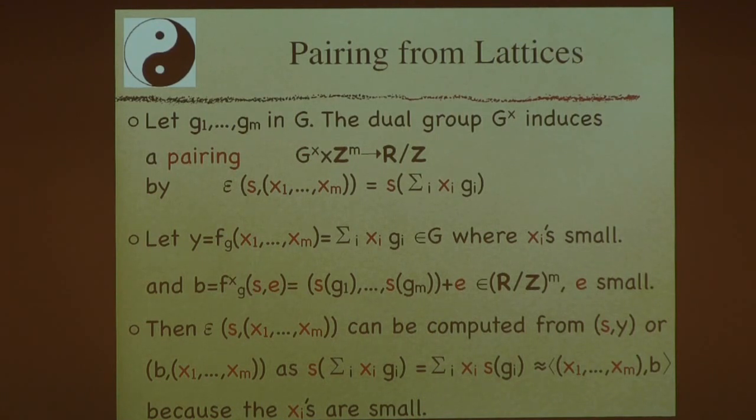Now, what I claim is that this pairing can be approximately computed from either s(y) or b and the x_i's. The s(y) case is trivial because by definition it's s of y. But in the other direction, you have to play a little bit. s of the sum of x_i g_i is the sum of the x_i s(g_i) by linearity. And then it looks like the dot product of the x_i's with b, because the errors are small and the x_i's are small. So I indeed obtain a pairing from lattices which can be computed if I hide any of the two inputs, just like in Diffie-Hellman. The only problem is that it's an approximate computation.